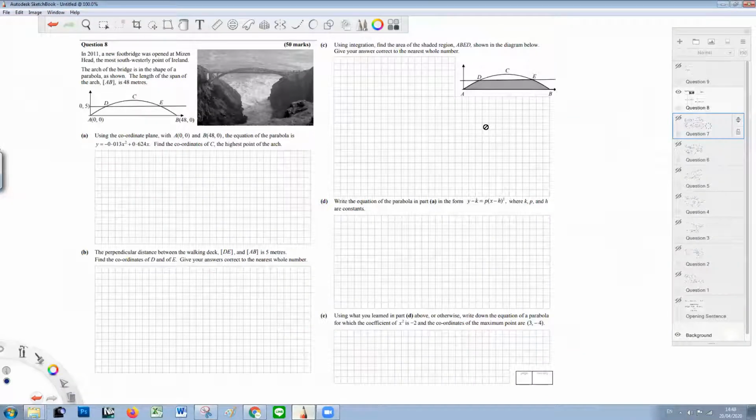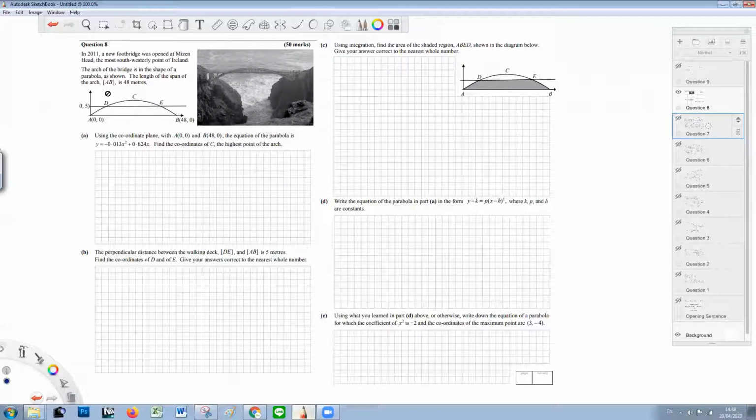All right. In 2011, a new footbridge was opened at Mizen Head, the most southwesterly point of Ireland. The arch of the bridge is in the shape of a parabola as shown. The length of the span of the arch AB is 48 meters. So with this kind of question, we're usually going to be looking at integration. I know that from the second half because it's basically asking us to find the area under the curve. Generally, for these kind of parabola questions, you're going to be looking for the area under the curve, so they do end up being some sort of an integration question. Just being able to identify them and knowing what to do with them appropriately is obviously important.